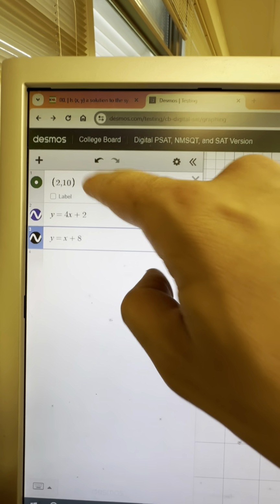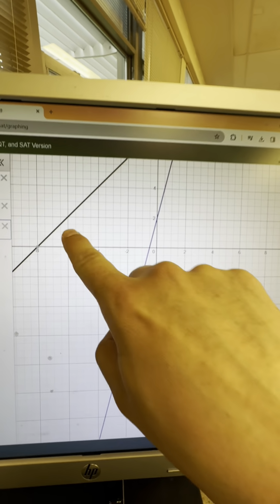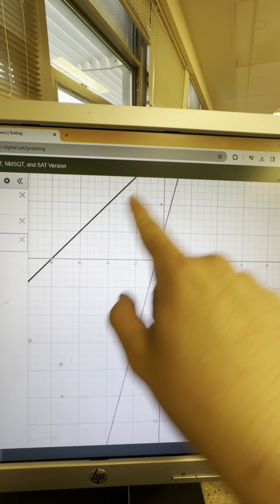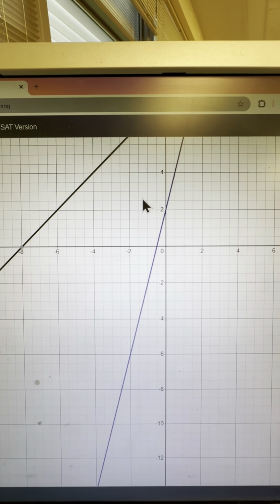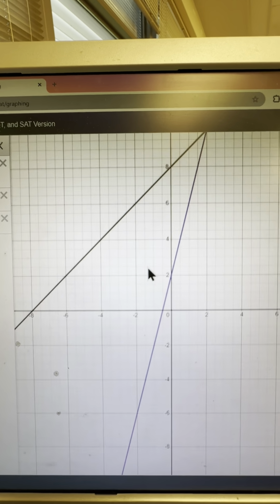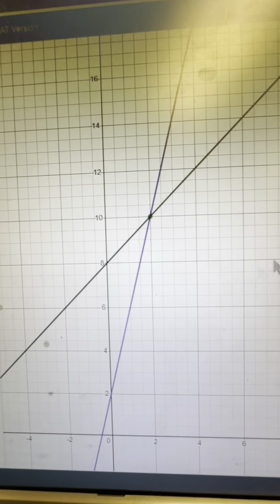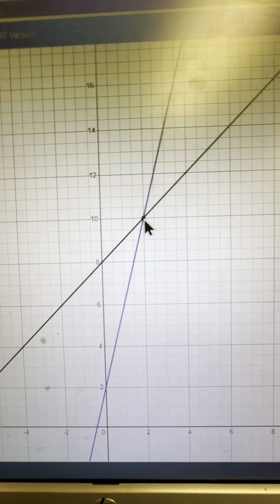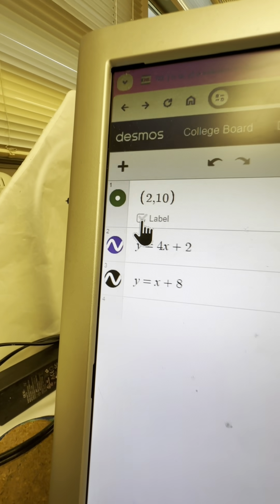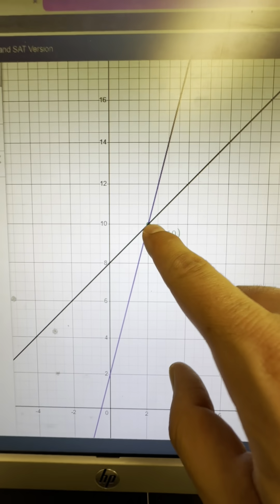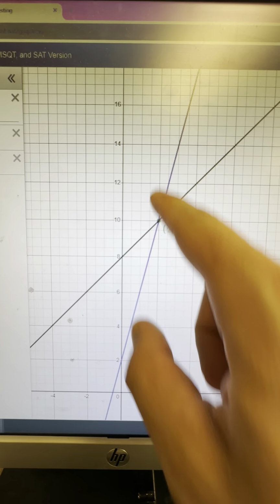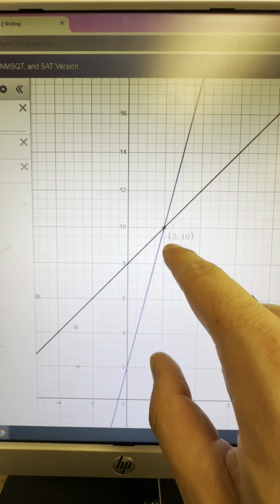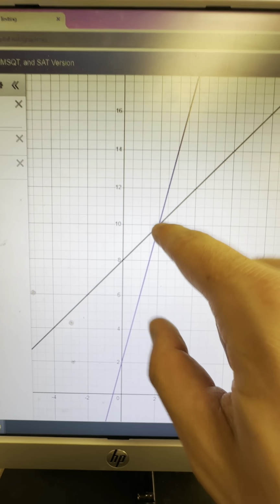So you can see here, I put my point, my two equations, and you'll notice that these two lines are not showing you where they cross paths, because your solution is going to be where they intersect, where they meet. So all you got to do is take your cursor, click and hold, and then drag it down so you can see where they meet. And you can see here that they meet at this point here. So if I were to put the point (2, 10), I'm going to click label, and you can see that this is the point (2, 10). And since this point is on both lines, in other words, where they both cross, this is a solution because it's on both lines at the same time.